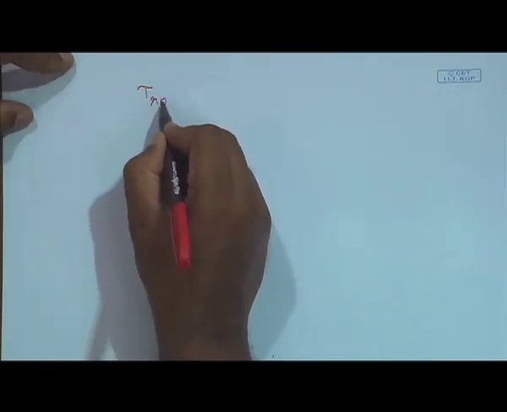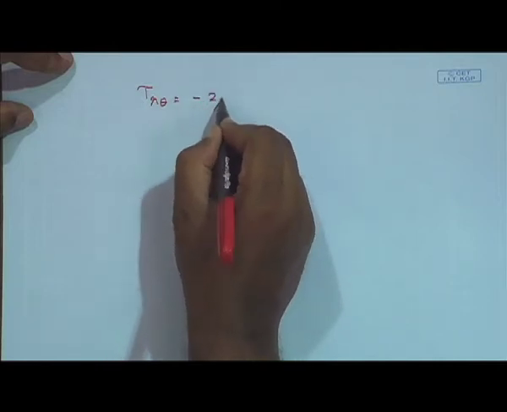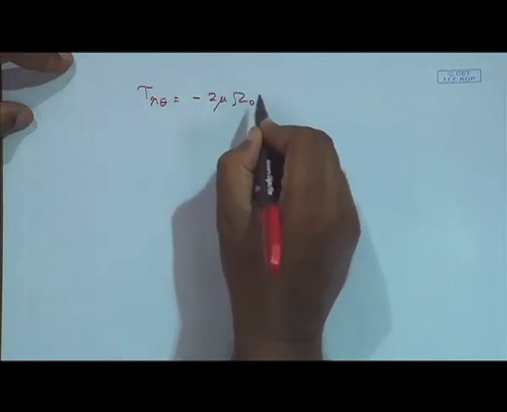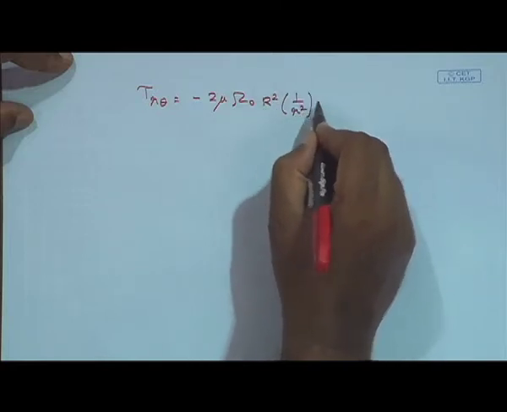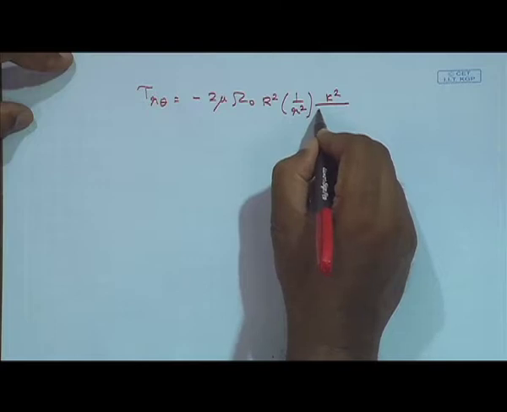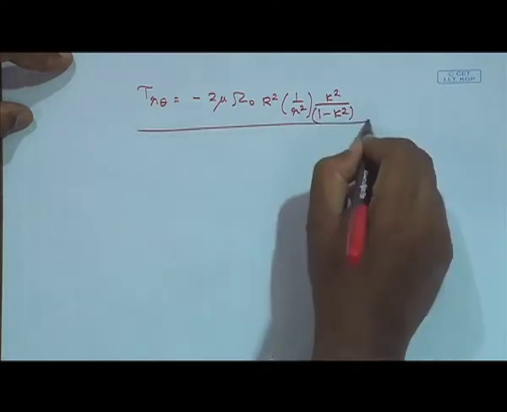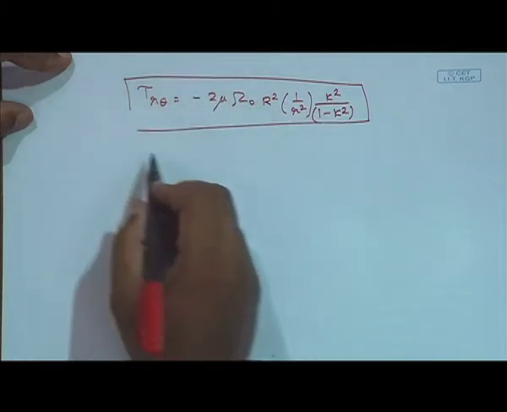Tau r theta final expression would be minus 2 mu omega naught R square times 1 by r square times kappa square minus 1 minus kappa square. So this is the expression for tau r theta.